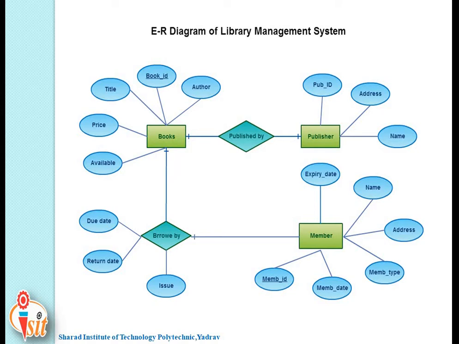Here books and publisher have the relationship published by. The book is published by whom is the relationship between book and the publisher. This is the overall diagram of the library management system.